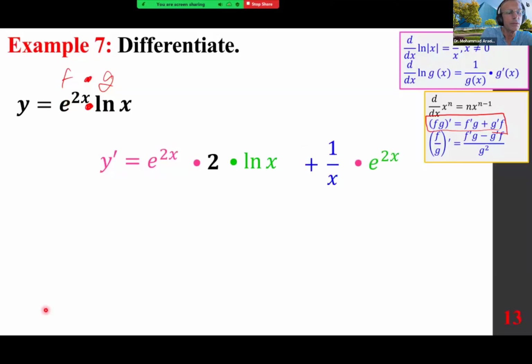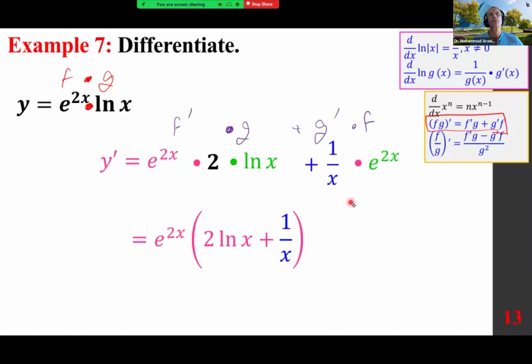So I'm going to write f prime g plus g prime f. All you have to do, take the common factor of e to the power of 2x out. This gives you 2 ln x. This gives you 1 over x. And we are done.